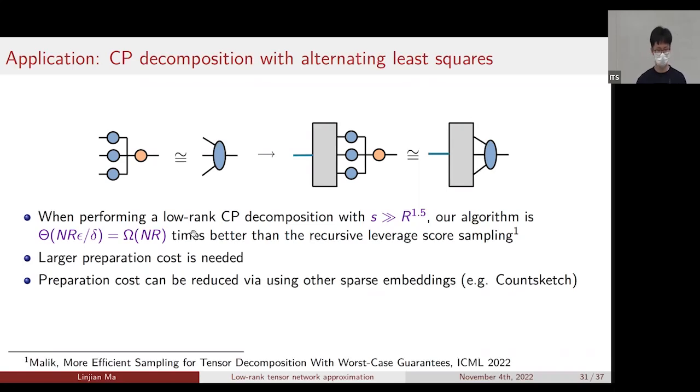Here I skip all the detailed analysis, but when performing this low rank CP decomposition, we achieve better cost than the existing ones. Although one disadvantage of our current algorithm is that it is not very efficient for sketching a sparse matrix. Especially when we want to apply this embedding to a very large tensor that's potentially sparse, our algorithm now has a larger cost, and here I call it preparation cost. This cost can be reduced when we use more sparse embeddings, and we leave the analysis as future work.